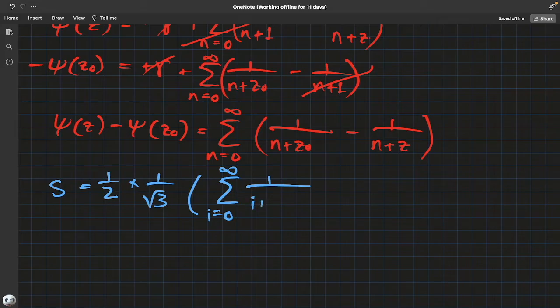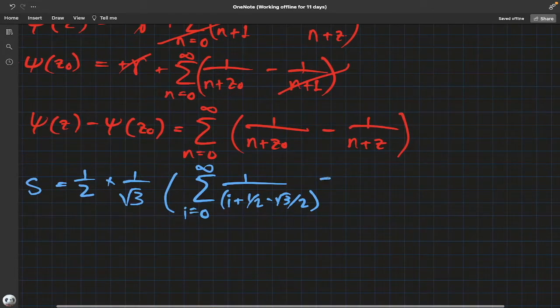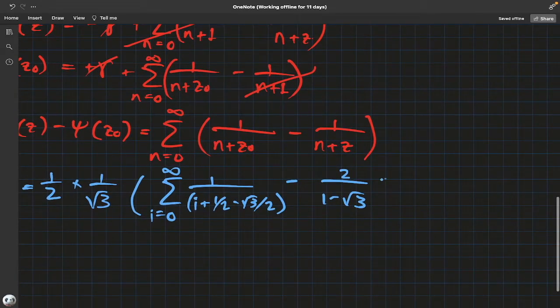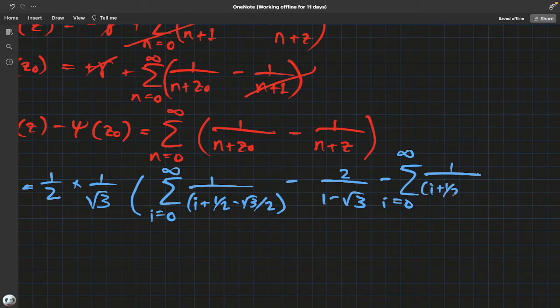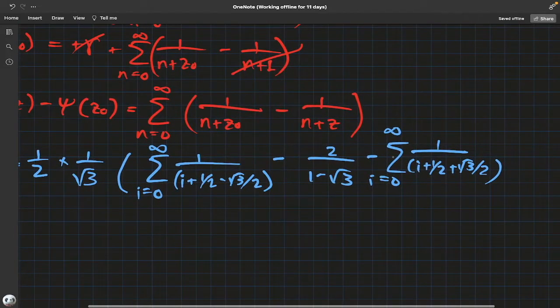So we have 1 I plus 1 half minus root 3 by 2, and I'm subtracting the 0 term. The 0 term is 1 half minus square root 3 over 2 in the denominator, so the 2 goes on top. 1 minus root 3, that's the 0 term, I subtracted that, minus sum I equals 0 to infinity 1 over I plus 1 half plus root 3 by 2, and then minus plus the 0 term, which is 2 over 1 plus root 3.